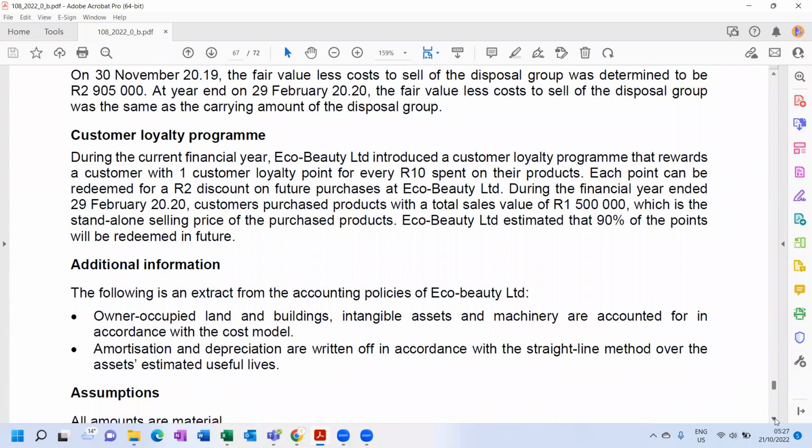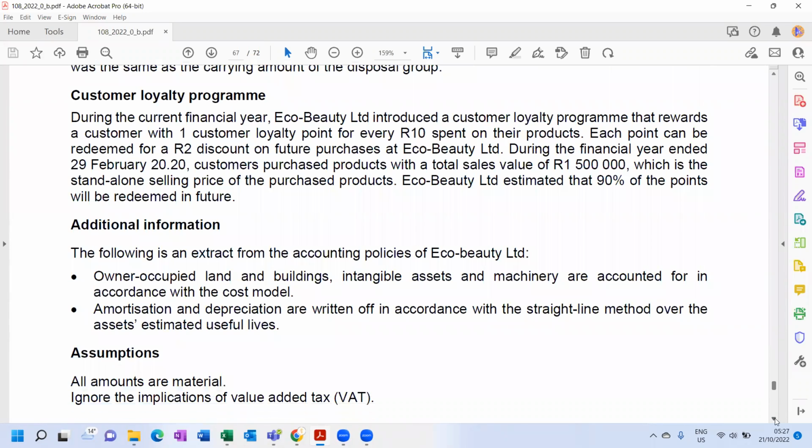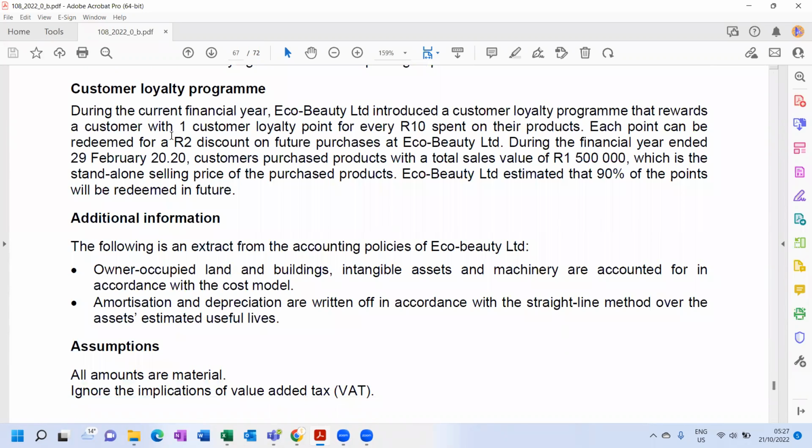Okay, so this is the last video I'll cover. It's the customer loyalty program. It says, during the current financial year, Eco Beauty introduced a customer loyalty program that rewards a customer with 1 customer loyalty point for every 10 Rand spent on their products. Each point can be redeemed for a 2 Rand discount on future purchases at Eco Beauty Ltd.